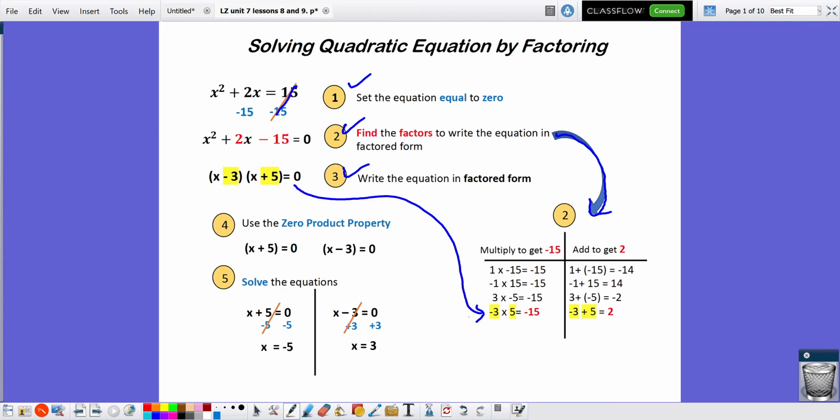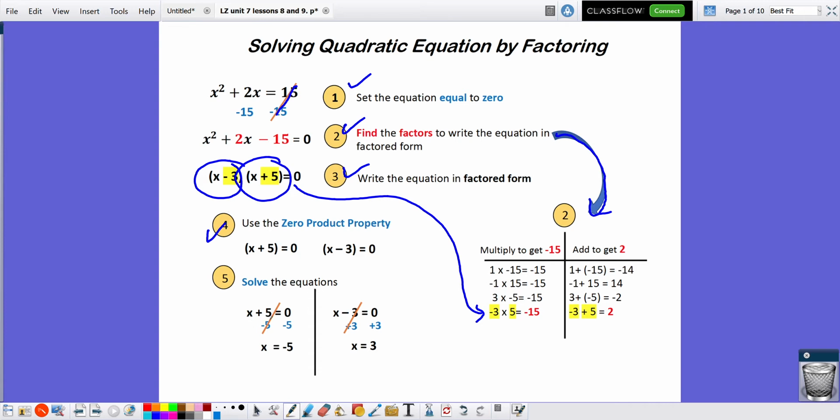Okay? Step 4. Use the zero product property to solve the equation and find the x value. So let's see. I got the factors from here and I made them equal 0. So I have x plus 5 equals 0 and x minus 3 equals 0. So now step 4 is done. So now I need to solve the equations.